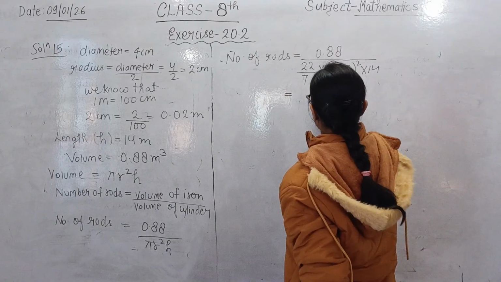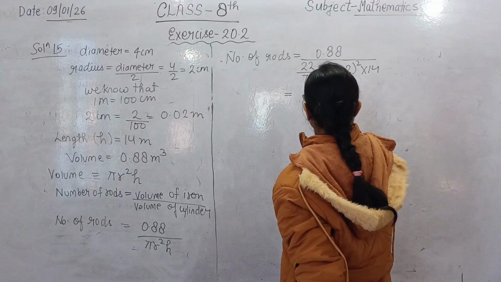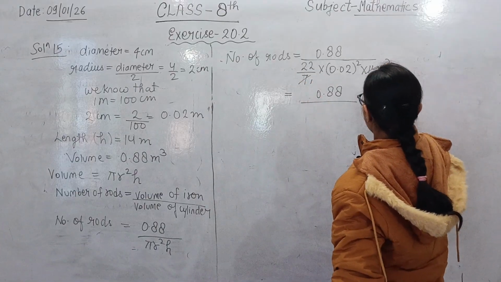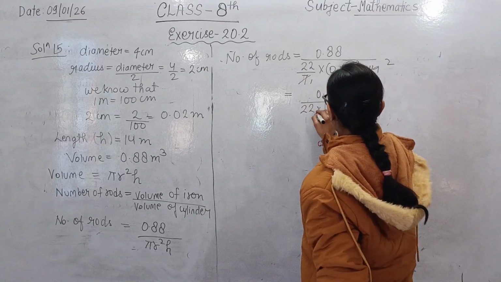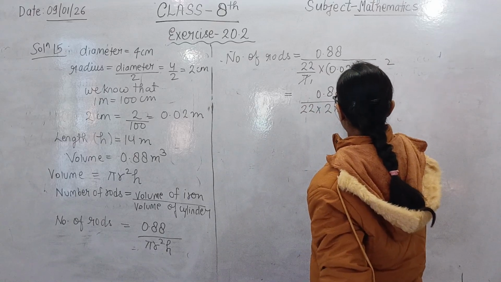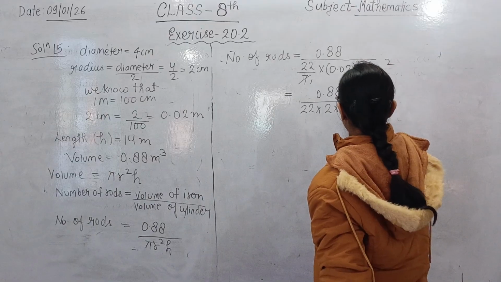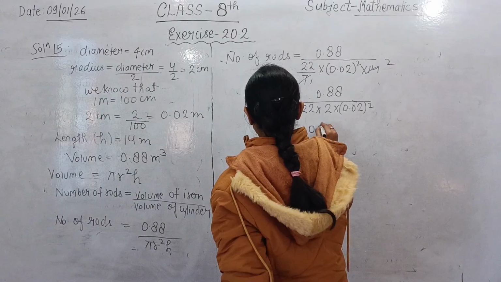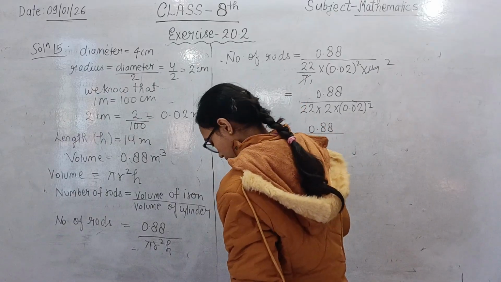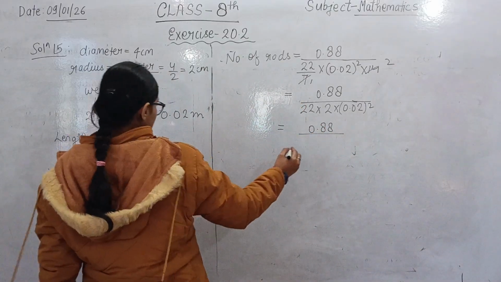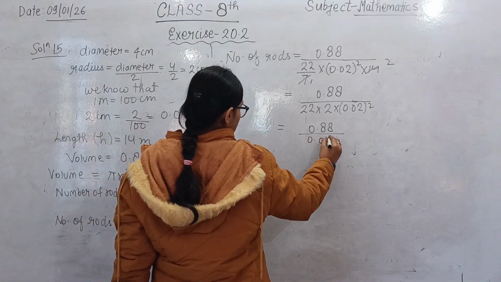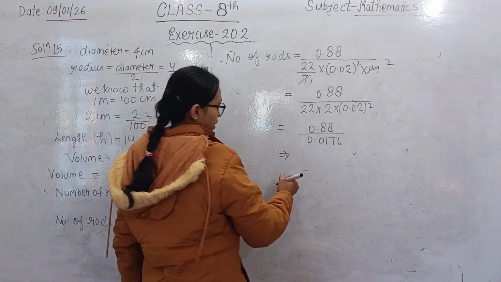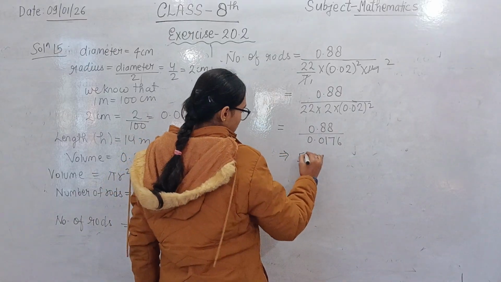So 0.88, 7 ones are 7, 7 twos are 14. So 22 multiplied by 2 multiplied by 0.02 whole square. When we calculate this, 0.88, and it will be equal to 0.0176, and it will be equal to 50.